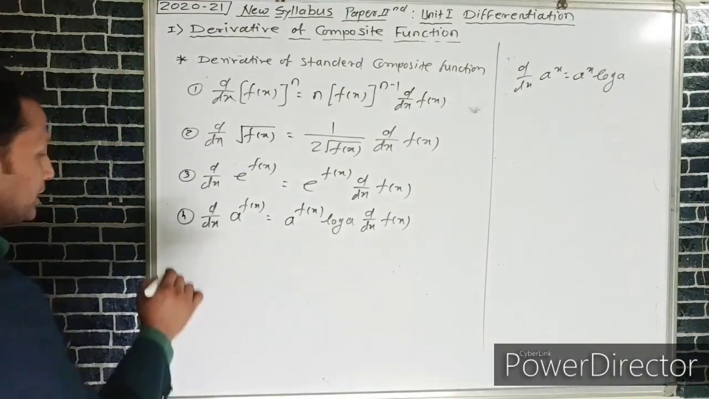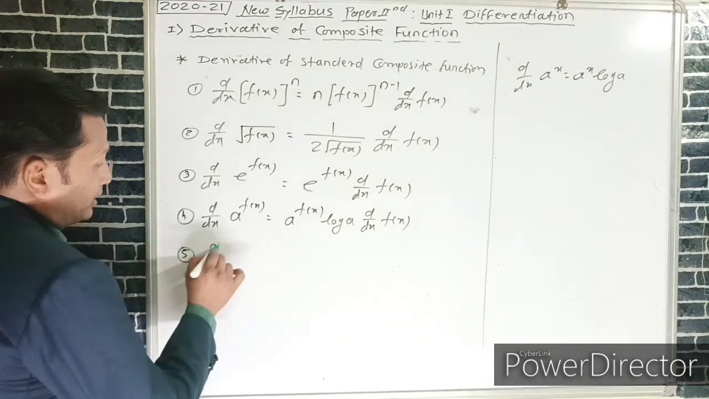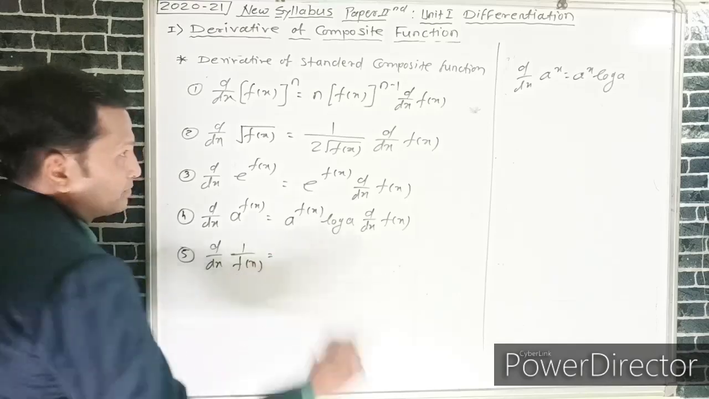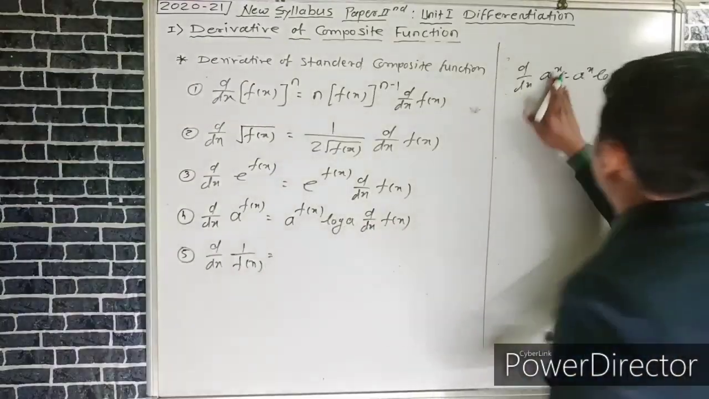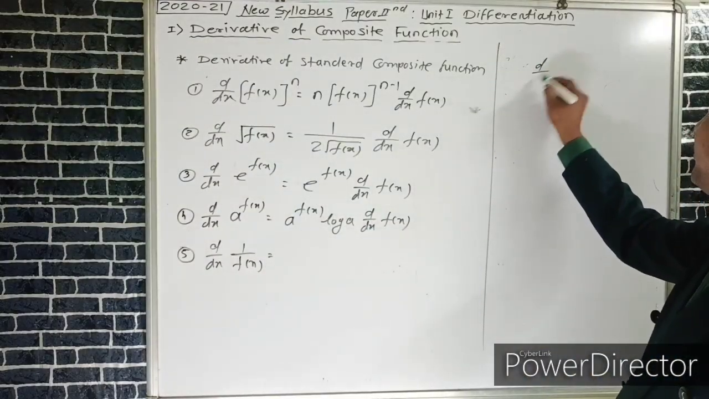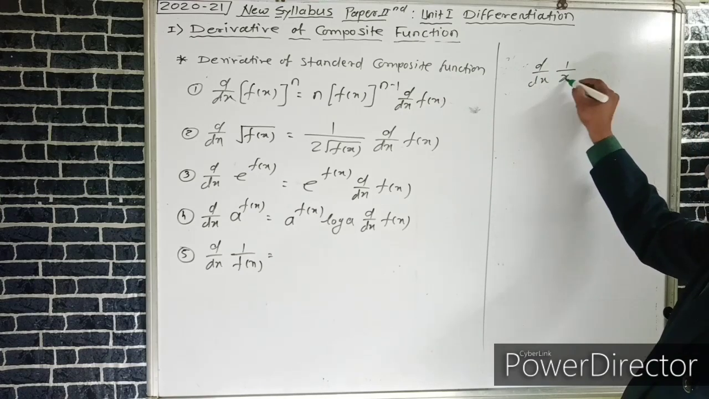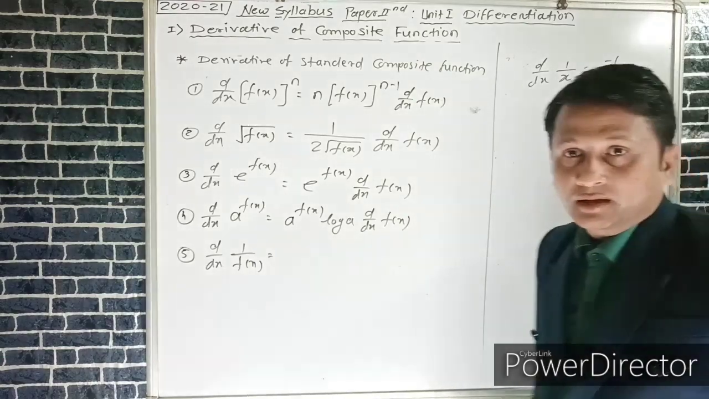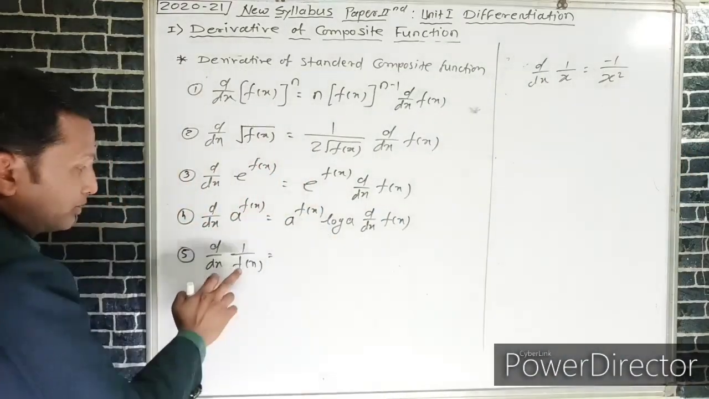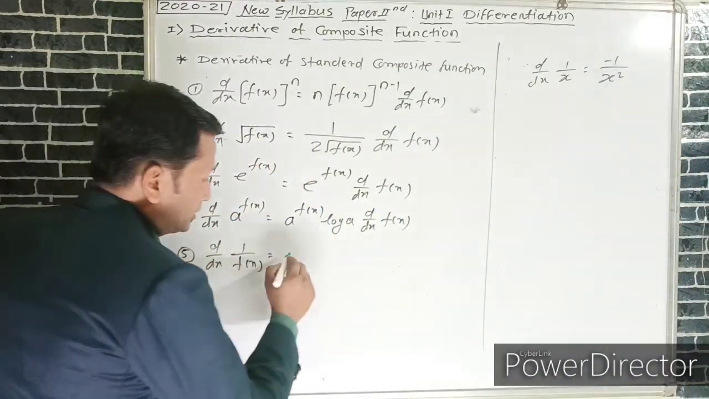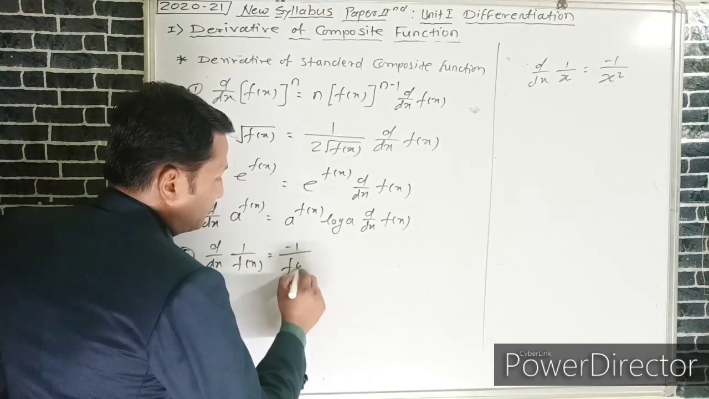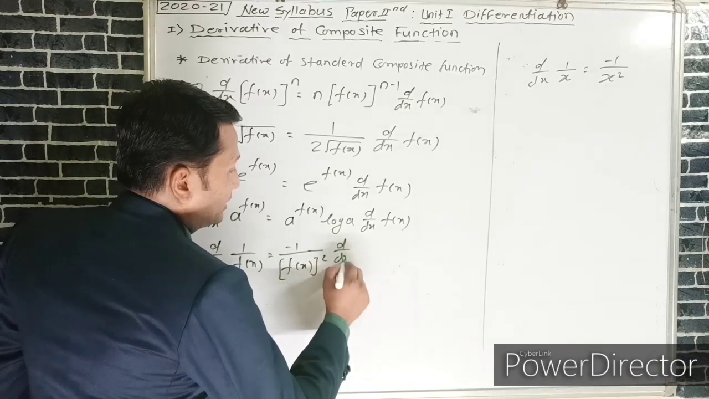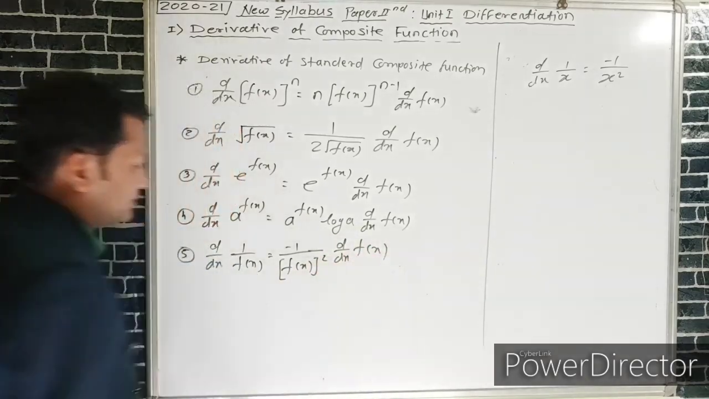नेक्स्ट अगेन वी कॅन राईट सिमिलरली डेरिव्हेटिव्ह ऑफ 1 by f of x. We know that the derivative of 1 by x is equals to minus 1 upon x square. Hence we can write the derivative of composite function 1 upon f of x is minus 1 upon f of x whole bracket square into again the derivative of f of x.